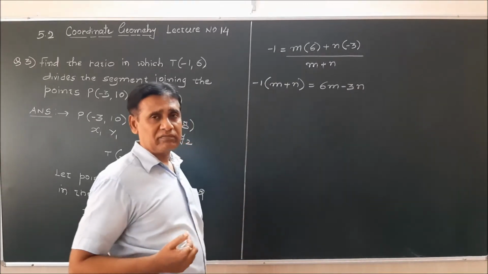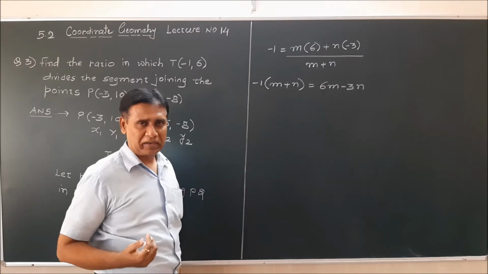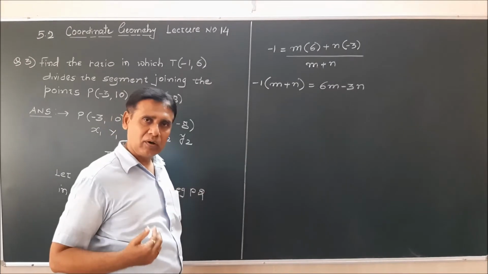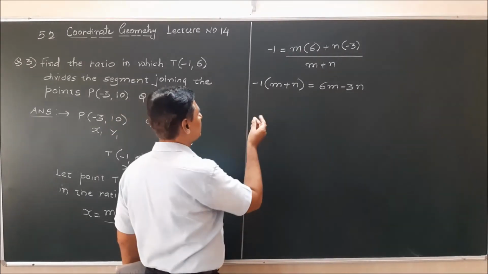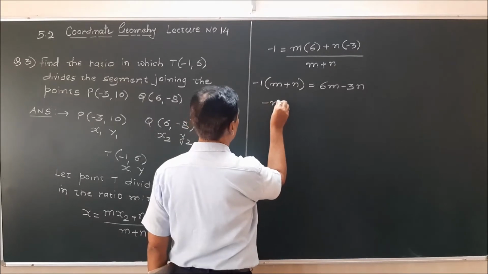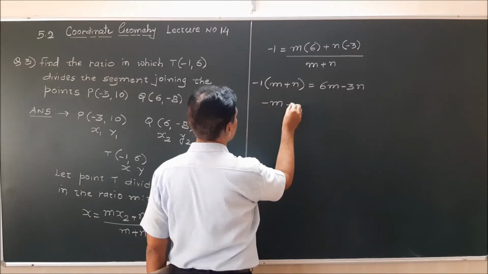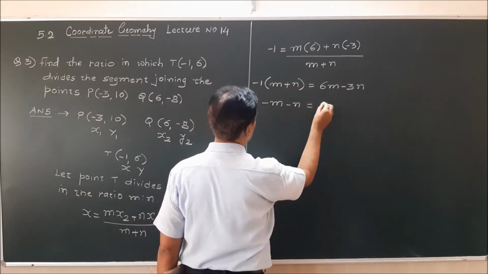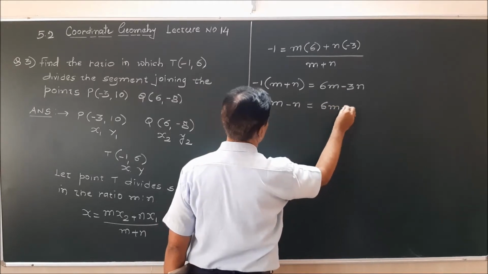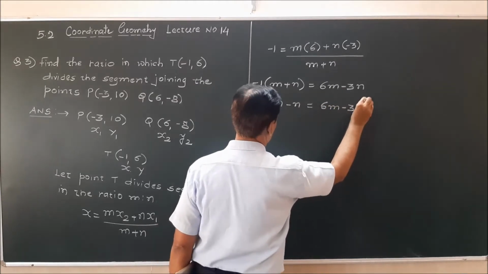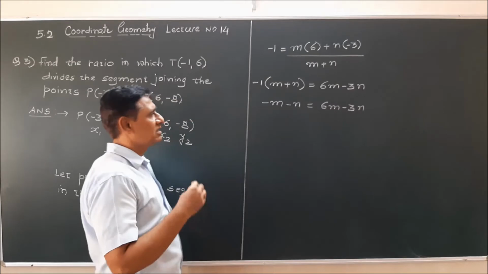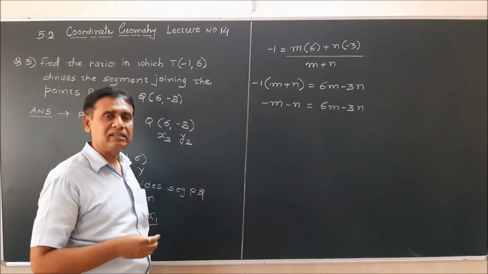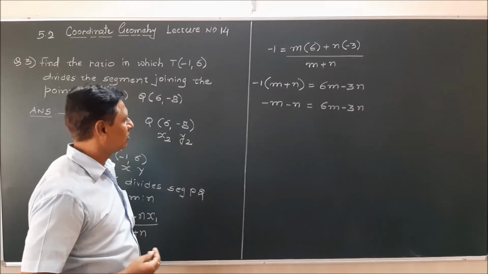Now we have to obtain the value of m upon n. So let's open this bracket. Minus m minus n is equal to 6m minus 3n.